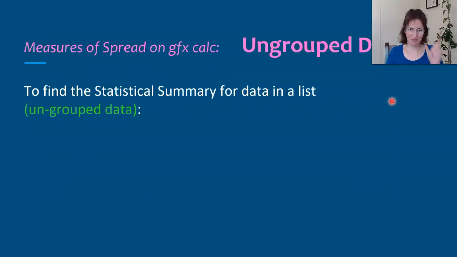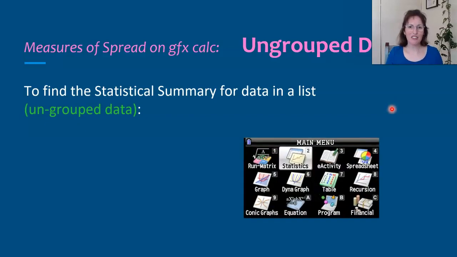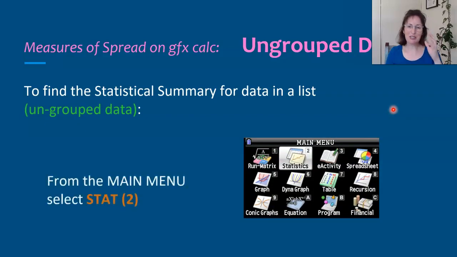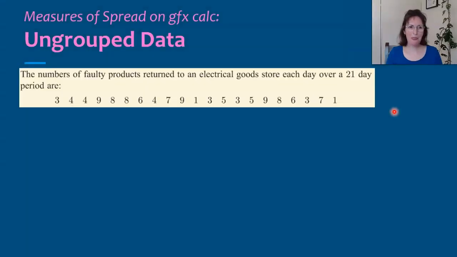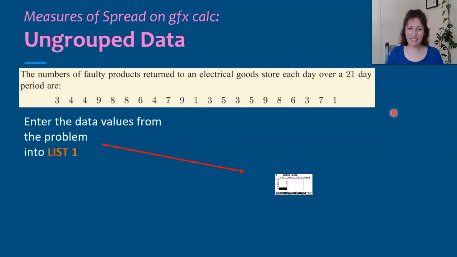So this is for ungrouped data here. Just a little side note, that you will need to order that, but your calculator does that for you, so you don't have to go to all that effort. In the Casio calculator, menu 2, stat menu there. We've used this example before, talking about the number of faulty products returned to an electrical goods store over 21 days. So you may still already have your data in your list there.